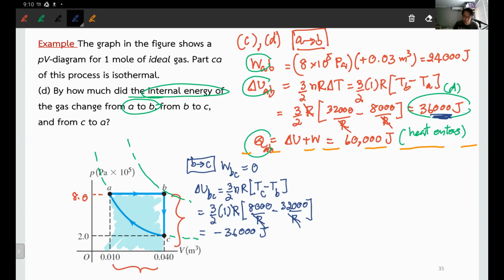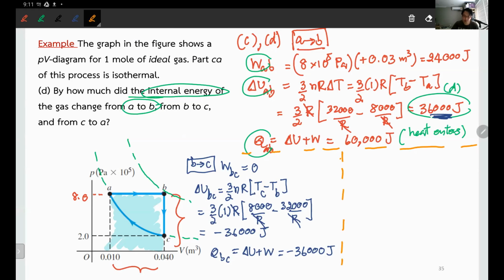Okay, cool. Q from B to C. Now it's just going to be delta U plus W. That's it. Just sum these two together. So it's going to be 36,000 joule. Nice. All right, very nice. I hope you guys still follow. Let's go to the last section of this.